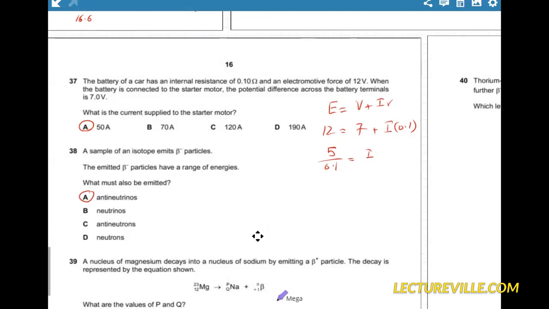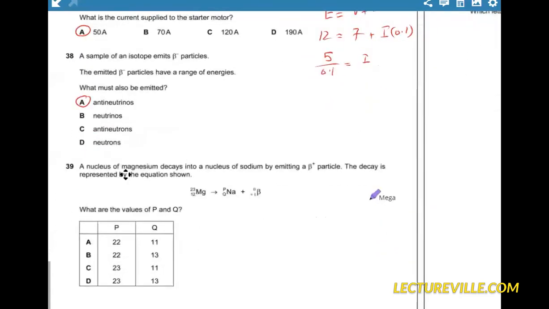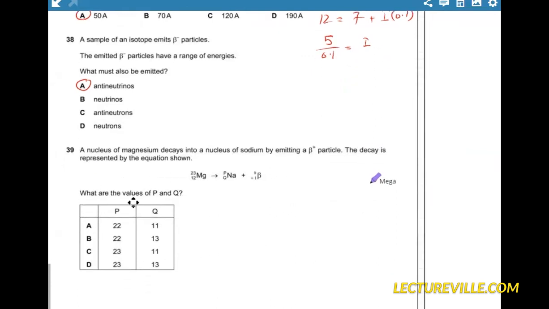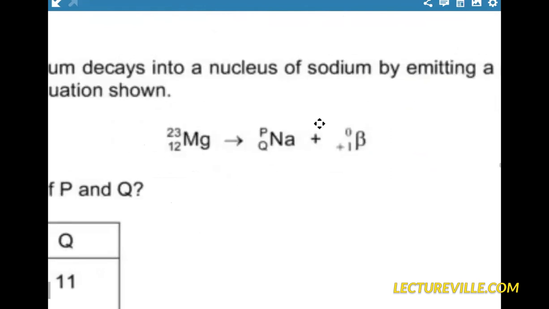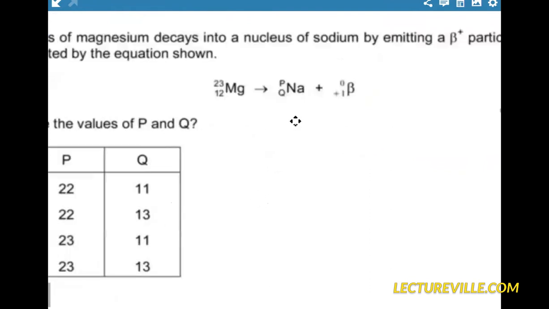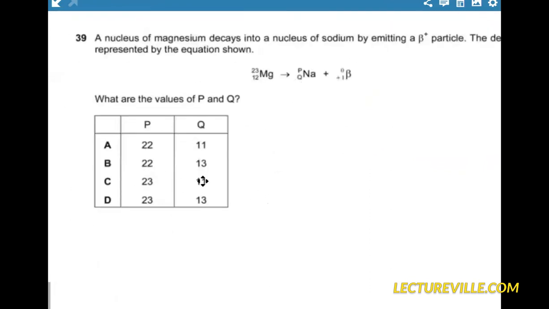The nucleus of magnesium decays into a nucleus of sodium by emitting a beta plus particle. The decay represents this. What are the values of P and Q? So the equation should be balanced. P should be staying the same, 23. And if it is a beta plus particle, the proton number has to be less by 1, so it should be 11. So 23 and 11. C.